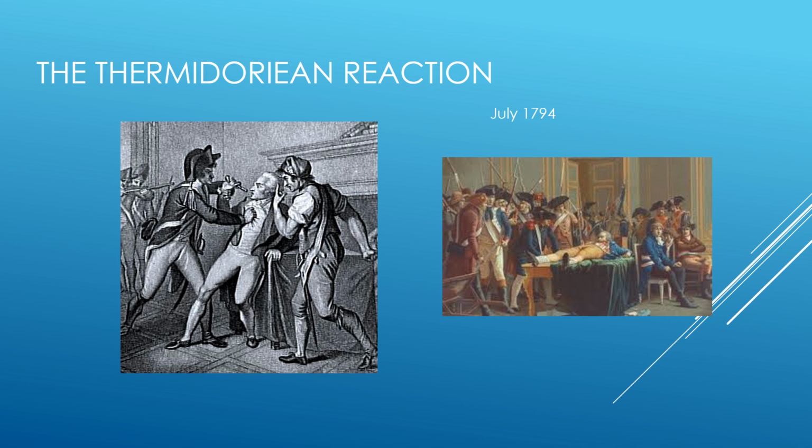The calendar in general was completely revamped. All the months of the year, traditional months of the year, were gotten rid of. A 10-day calendar was tried to be put into place. New names for months were invented, like Brumaire for October, Thermidor for July, and all these have revolutionary meanings.